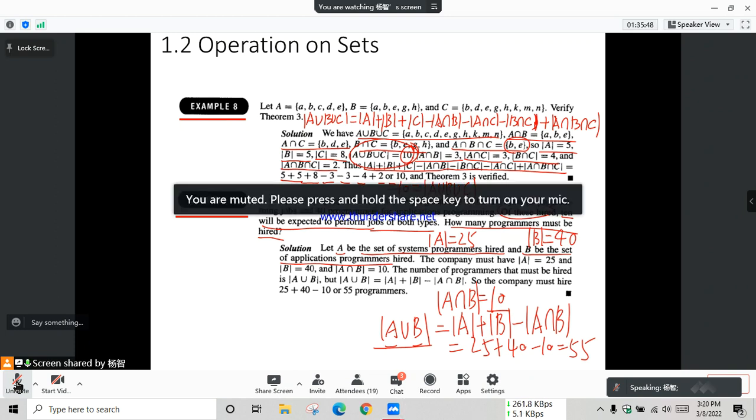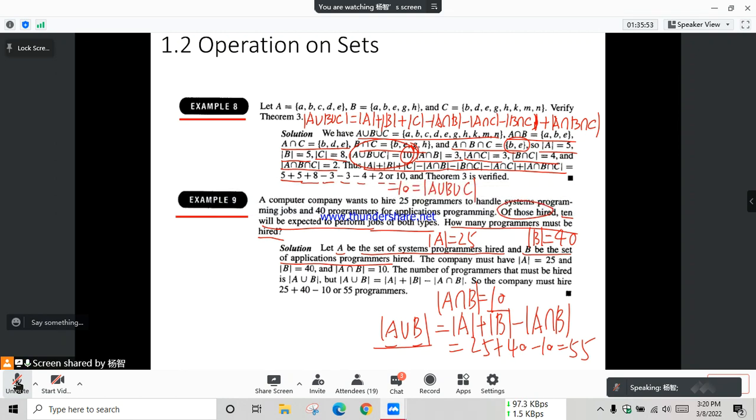Okay, this is actually an application of the inclusion and exclusion property of sets. So it's very useful for our daily life. Okay, you understand? Okay, it's clear? Okay, that's the next page.